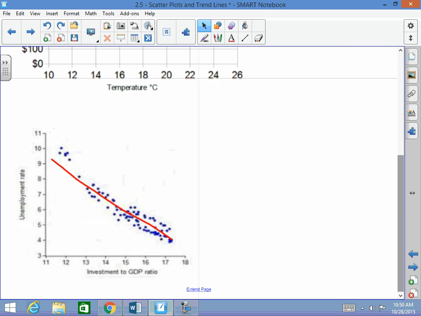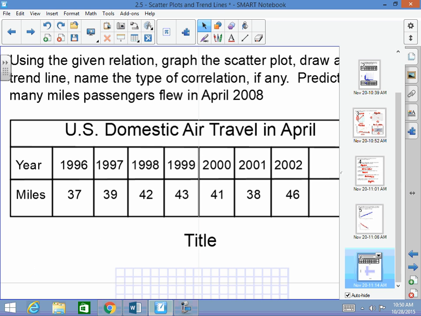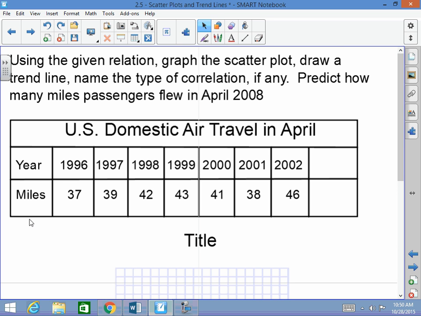Where the skill comes is writing an equation for that trend line. So when we're writing an equation for the trend line, it goes like this. Using the given relation, graph a scatter plot, draw a trend line, name the type of correlation, if any, and then predict how many miles passengers flew in April of 2008.